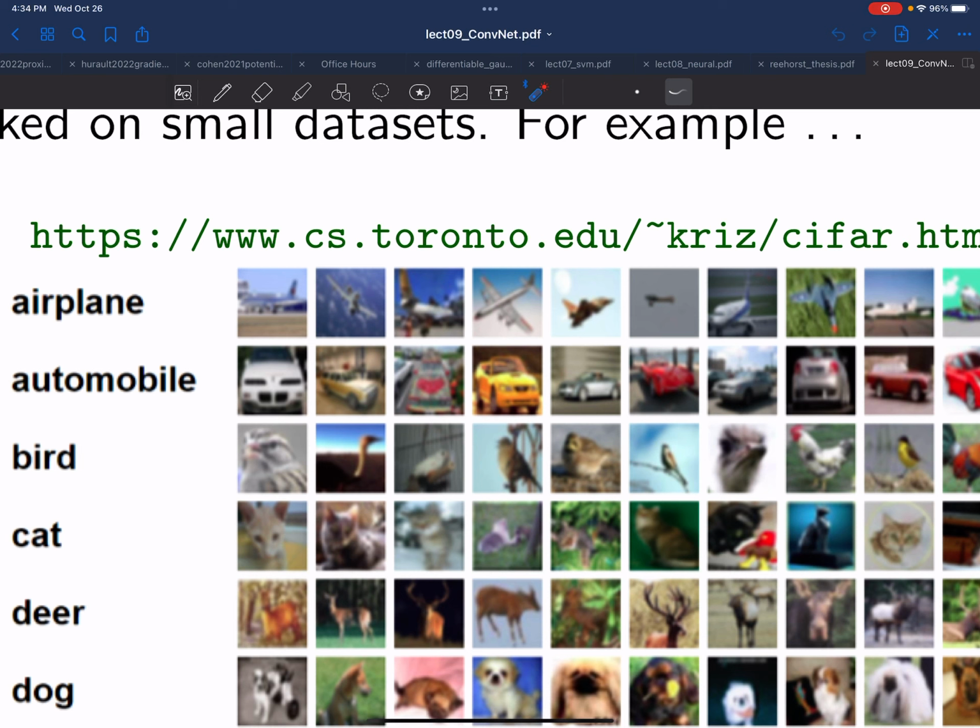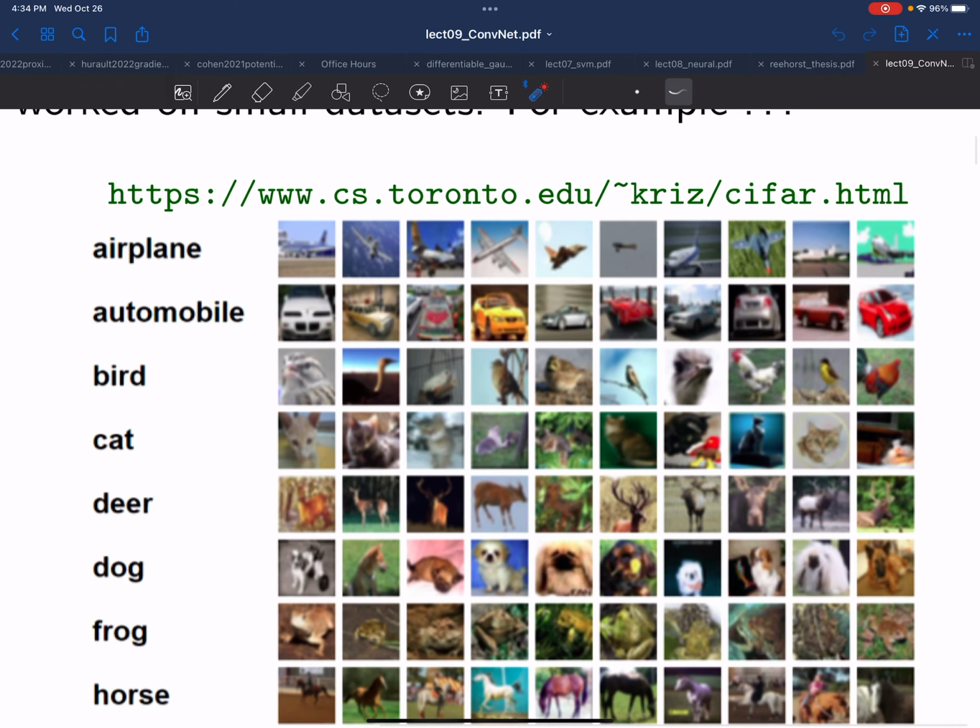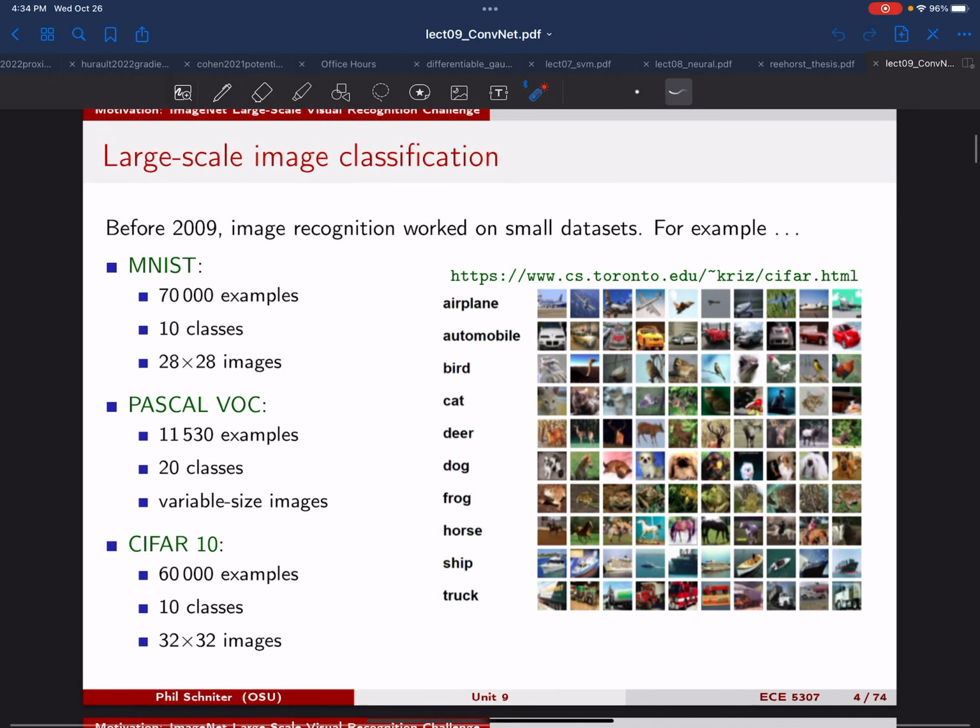Like, if you didn't tell me that this was an airplane, I'm not sure that I would know, but okay, maybe it is, and so on. But this is essentially what you're working with: CIFAR-10. There's also CIFAR-100 that has similar size images, 100 classes, and so on. But this is what people used. These were the only options that they really had to work with prior to 2009.